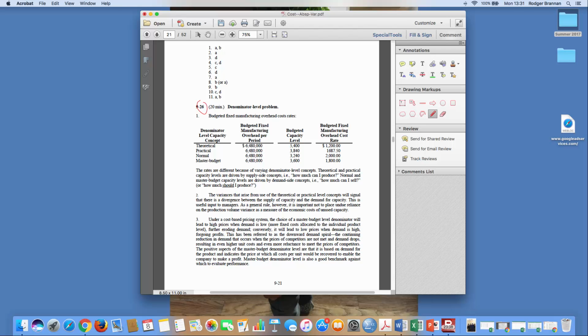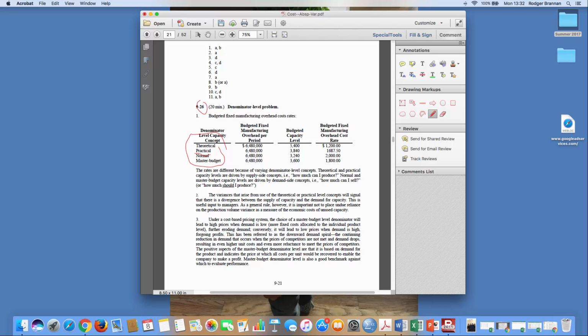All right, now, in this case, going back to the issue of definitions of capacity: theoretical, practical, normal, and master budget. I'm drawing a line here because theoretical and practical are based on what we can do, based on what the machinery will allow us to do. Normal and master budget are based on what the market is telling us people want. So one is based on what we can do, the other is based on what we should do.